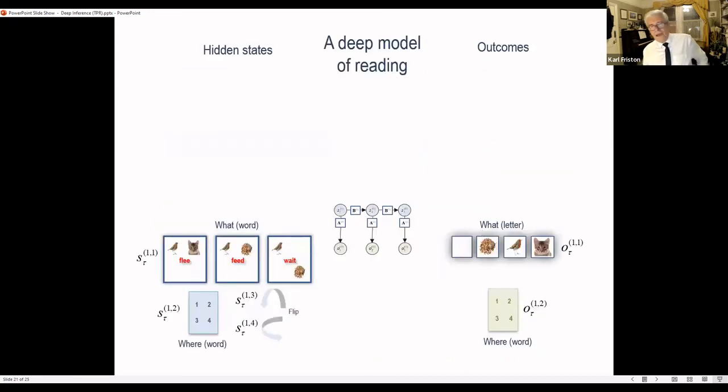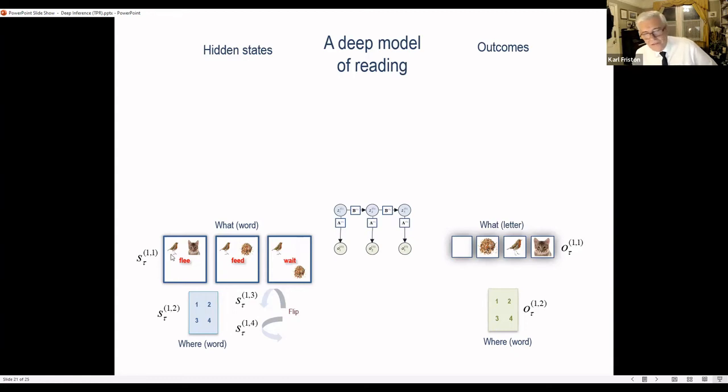So to illustrate how that might work in the context of deep inference and reading, I've built a very simple generative model here. And it's a generative model of iconographic reading, where the letters correspond to these little icons: null, a pile of seeds, a bird and a cat. And the words are deployed on the quadrants of a word here, so that these two letters mean flee. If there's a cat near the bird, fly away. If there's some seeds near the bird, it means feed. And if there's nothing there, then we just wait for something to happen.